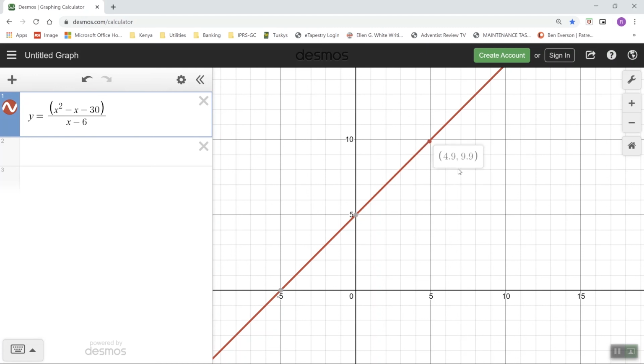4, 9. 5, 10. See that number? What is going to happen when we get to 6? Remember, x cannot be equal to 6. Watch carefully. We're almost there. Oh, look at that. 6, undefined. Undefined is the y coordinate, and the red dot went to an open circle.